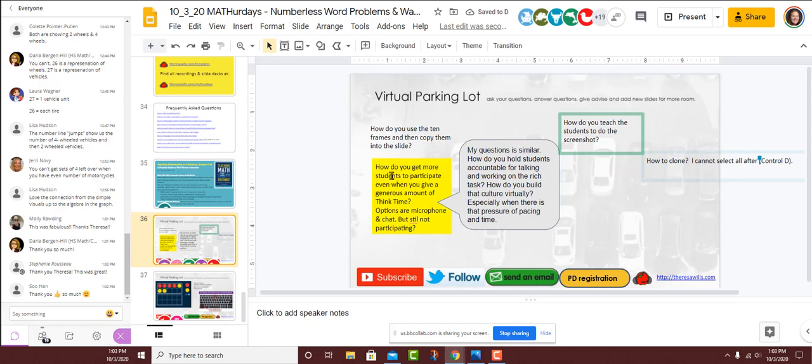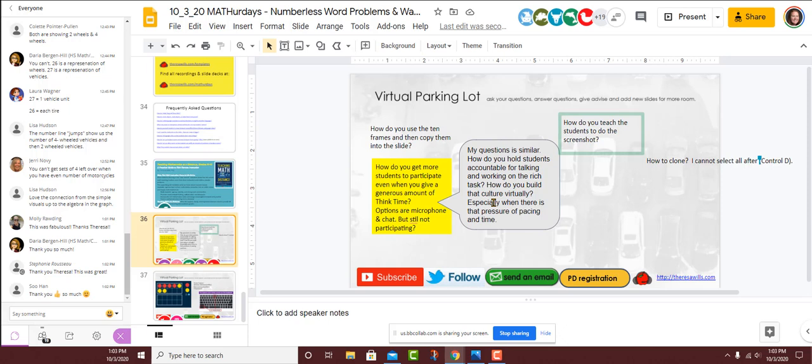Other questions. How do you get more students to participate even when you give a generous amount of think time? Options are microphone and chat, but still not participating. And someone said, my question is similar. How do you hold students accountable for talking and working on the rich task? How do you build that culture virtually, especially when there's pressure of pacing and time?